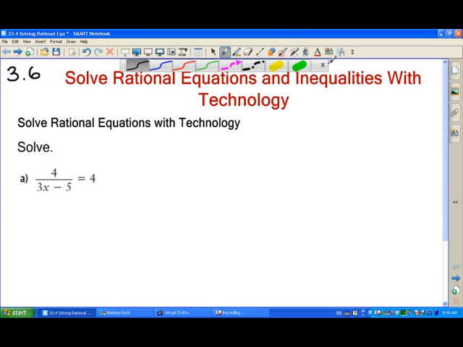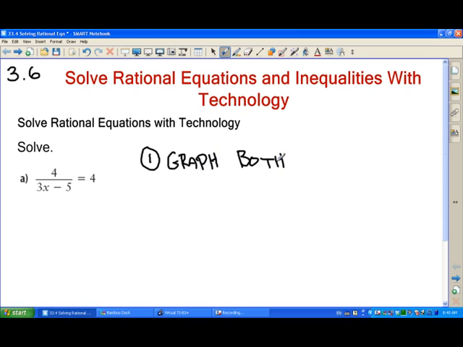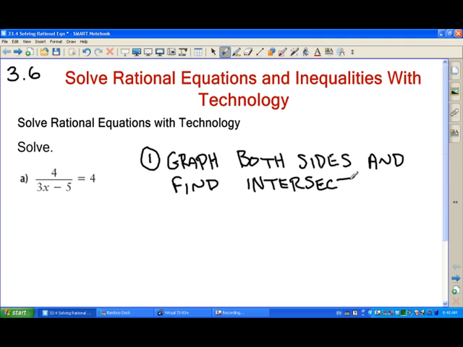There's two ways we can go about doing this when we're solving with technology. We can choose to graph both sides of the equal sign and find the intersection. So we're finding the point or points where these two functions cross.